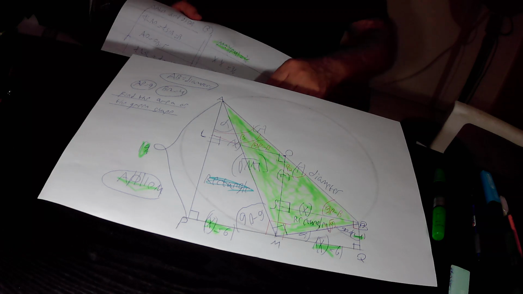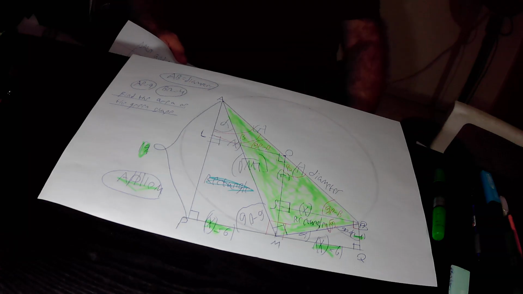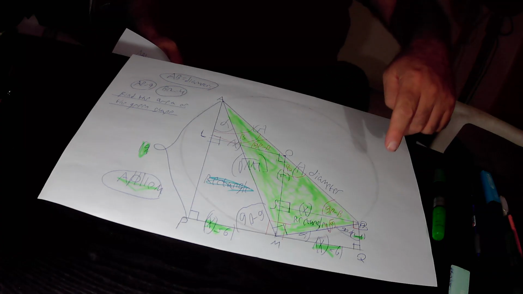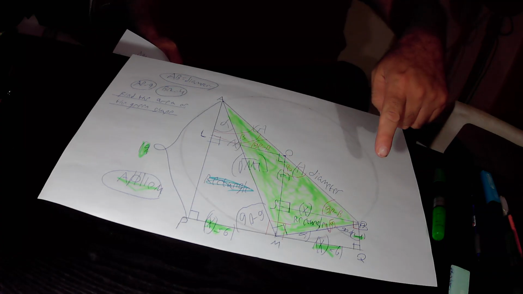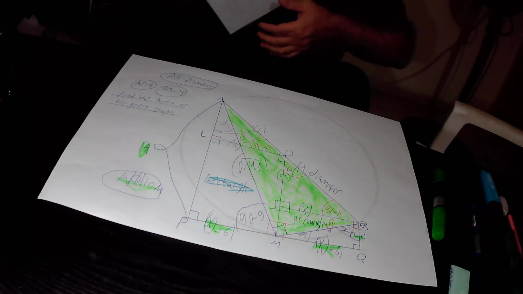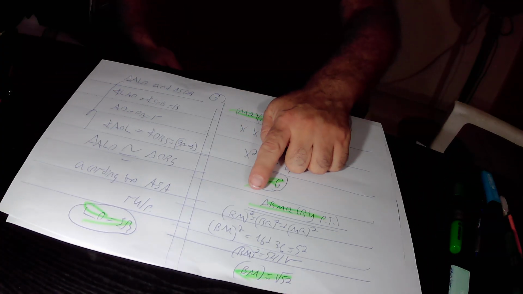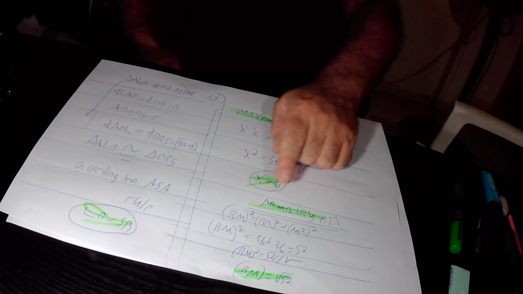The next step: implement the Pythagoras theorem on this small right triangle BMQ. According to the Pythagoras theorem, in a right triangle, the square of the hypotenuse equals the sum of the squares of the perpendicular sides. So in the right triangle BMQ, BM squared, that is the square of the hypotenuse, must be equal to BQ squared plus MQ squared.